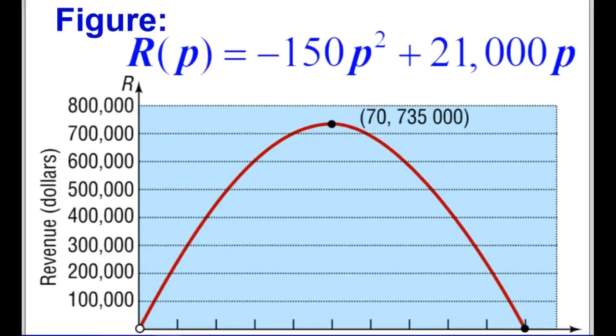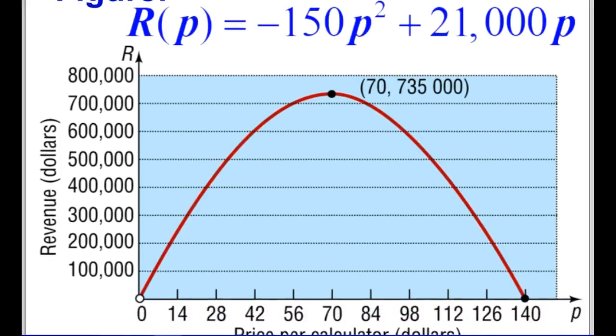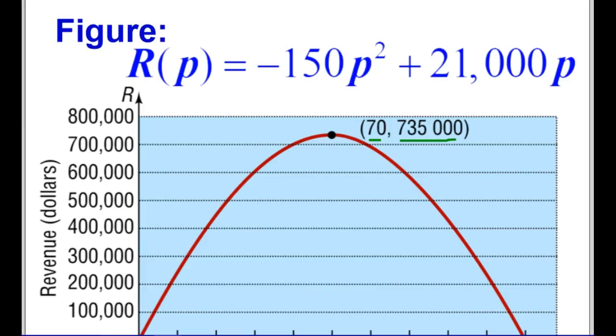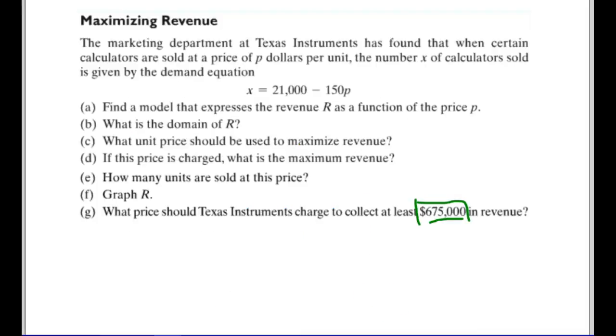And this is what we end up with when we graph it. And we see that once we've graphed it, we also can find the maximum, which told me at $70 I would make $735,000 in revenue. Okay, so there's my graph. You can also use Desmos, but this is kind of what Excel would look like, or your graphing calculator.